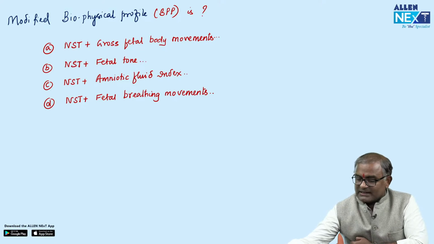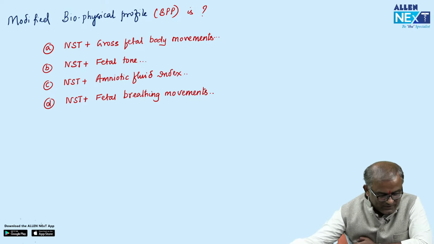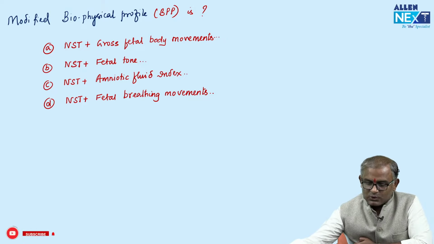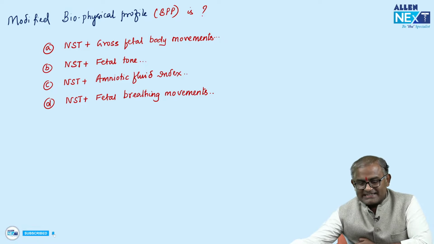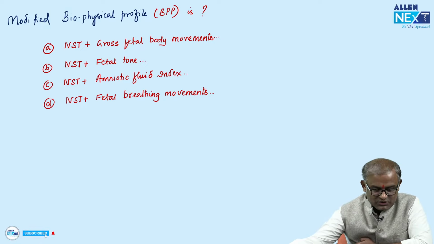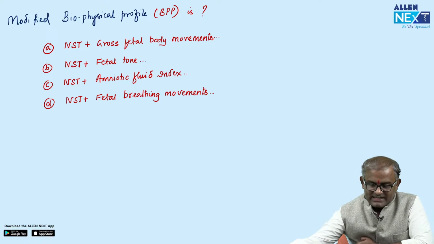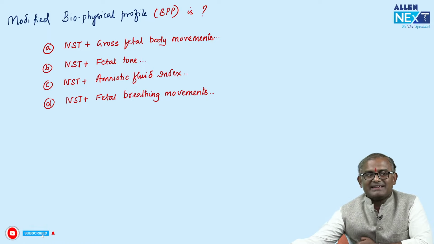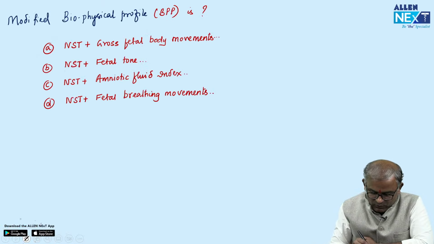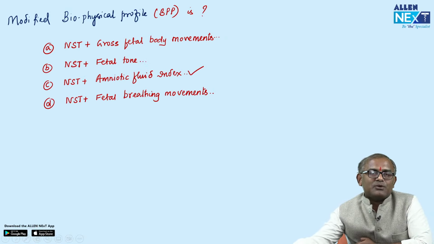So, modified biophysical profile includes what? The options are: NST plus gross fetal body movements, NST plus fetal tone, NST plus amniotic fluid index, NST plus fetal breathing movements. What's the answer, dear doctors? I'm waiting for your answers. Modified biophysical profile includes NST plus amniotic fluid index. Please make a note of it.